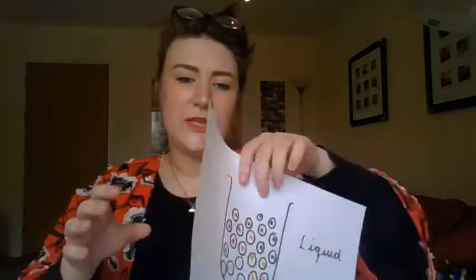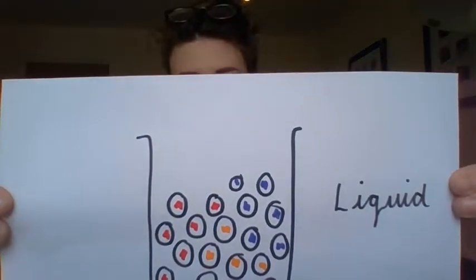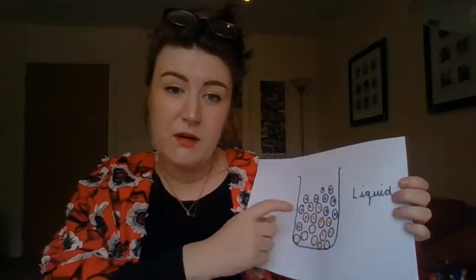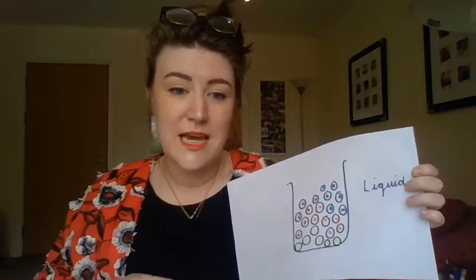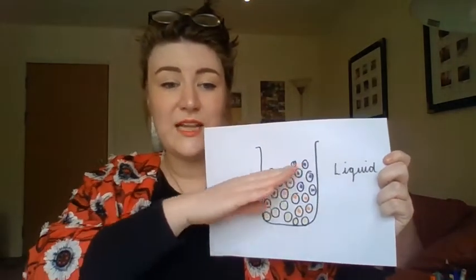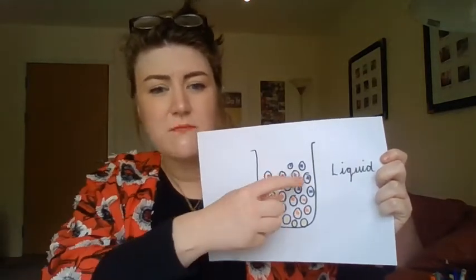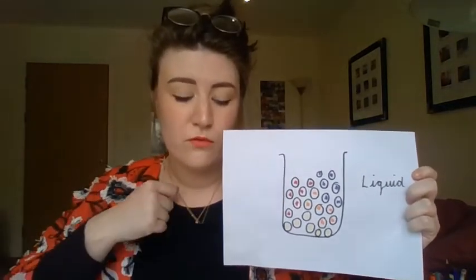This is what a liquid looks like in the particle model. You can see that I've got the same number of particles as I did for my solid, and this time I have put it inside a container or a beaker, and that way it shows that it's filling the shape of the container. You can see that there's a little bit of space in between each of the particles, which is what helps it to flow and to move.